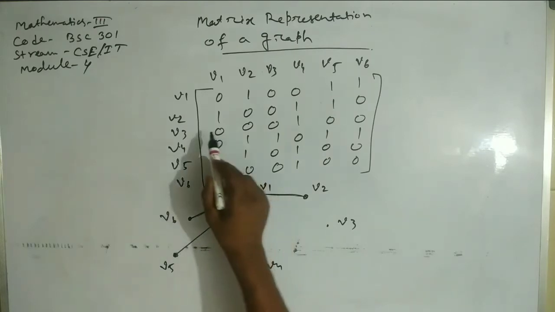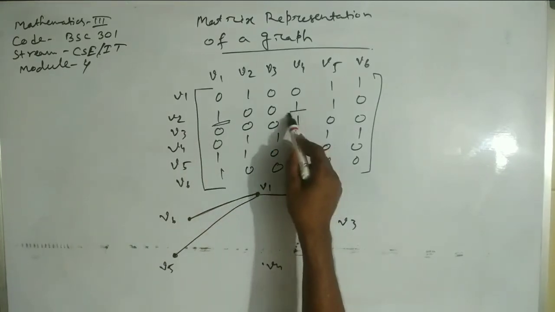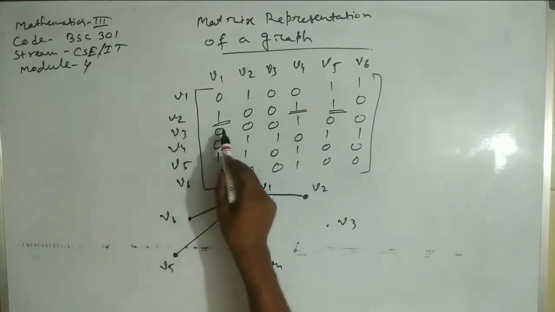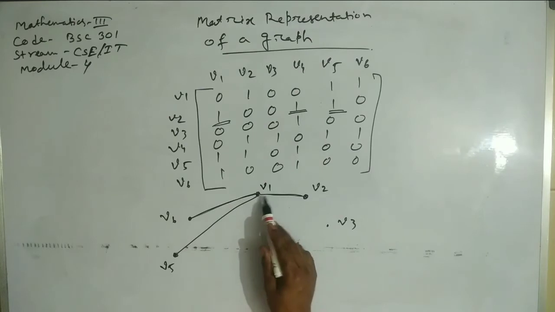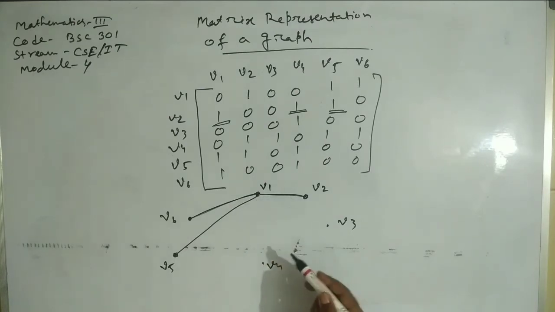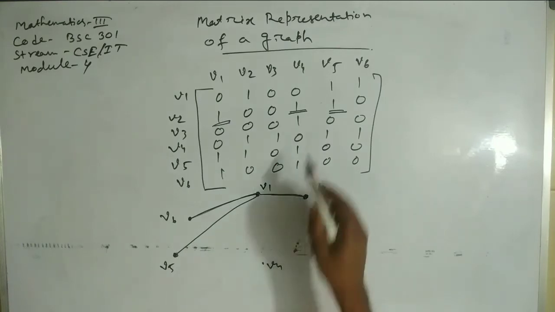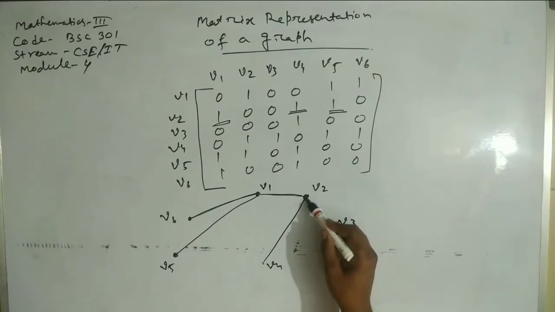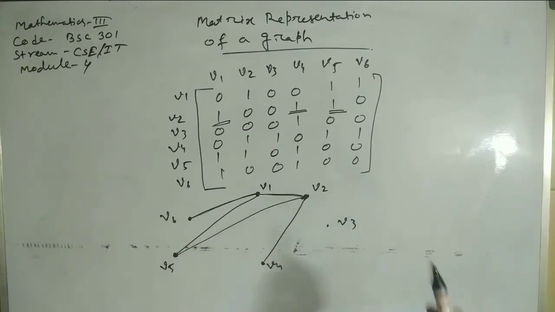If you see the second row, you can tell that V2 is adjacent to V1, V4 and V5. So V2 is adjacent to V1. The edge has already been drawn since we have completed the first row. So V2 will be adjacent to V4 and V5. So we are drawing the edges between V2 and V4, and V2 and V5.